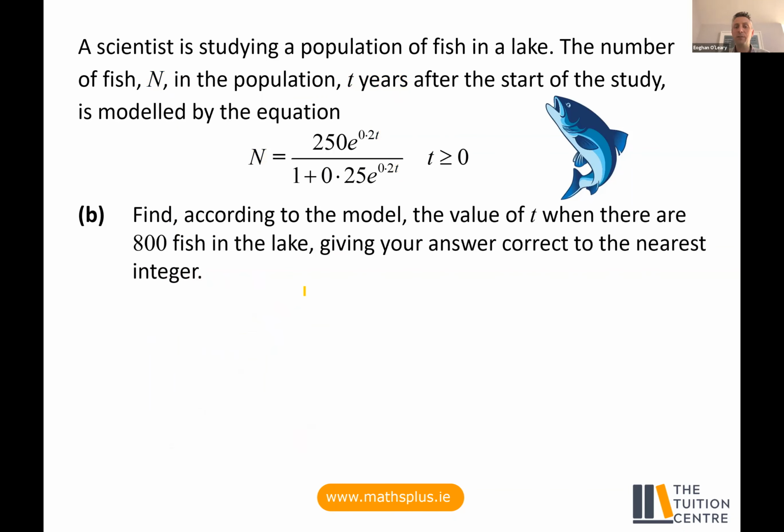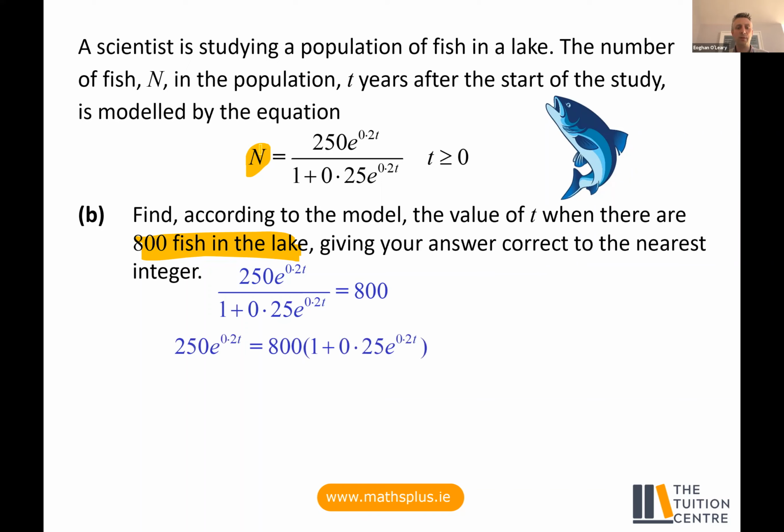Find, according to the model, the value of T when there are 800 fish in the lake. So 800 fish in the lake, in that case, that's my output, that's my N. Find your answer correct to the nearest integer. So I just have to remember that part for the end. My output here is 800. Well, how do you solve any equation? You isolate the variable. So that's what I'm going to do.